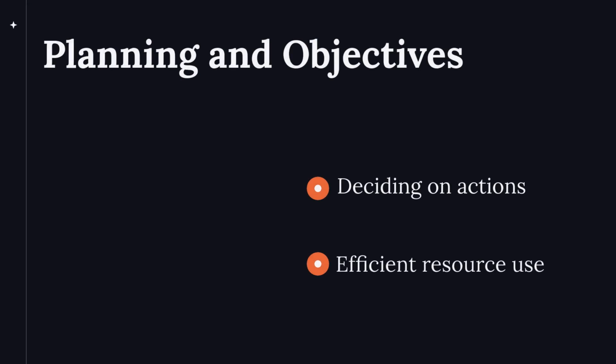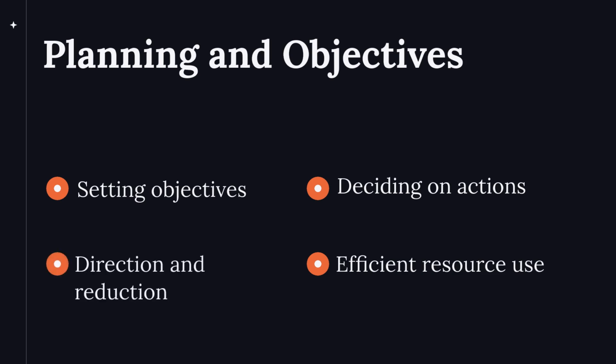Planning involves setting objectives and deciding on actions. It provides direction and reduces uncertainty. Effective planning allocates resources efficiently. It is crucial for future preparedness. Retail managers often plan for seasonal sales.